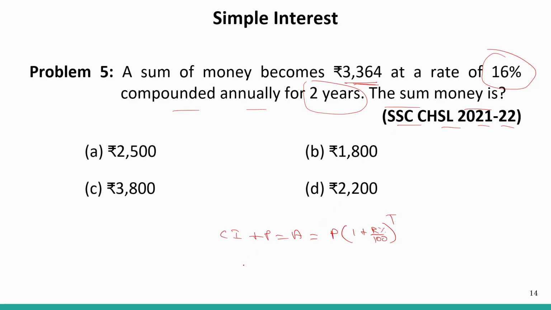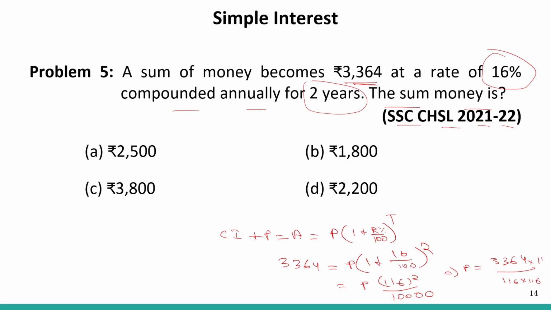So A is given to us, that is 3364, and P is something that we don't know. So this will be 1 plus R, which is given as 16, by 100 whole power 2. So this will be P into 116 whole square, which implies that P is equal to 3364 by 116 into 116 into 10 power 4.